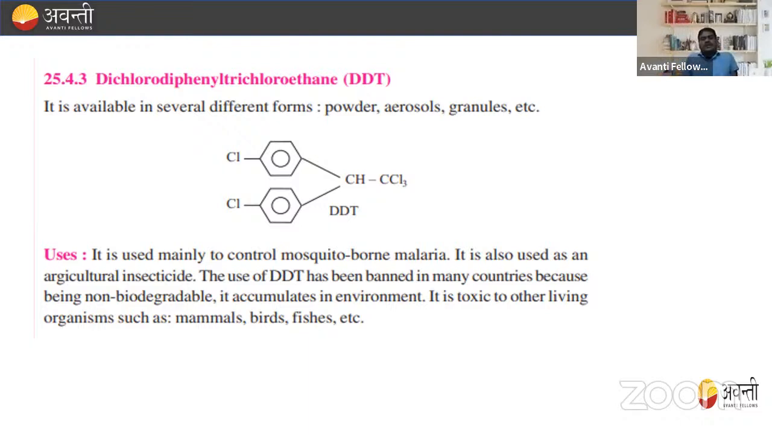So what are the uses? It is used mainly to control mosquito-borne malaria. It is also used in agriculture as an insecticide. The use of DDT has been banned in many countries because, being non-biodegradable, it accumulates in the environment and is toxic to other living organisms such as mammals, birds, and fishes.